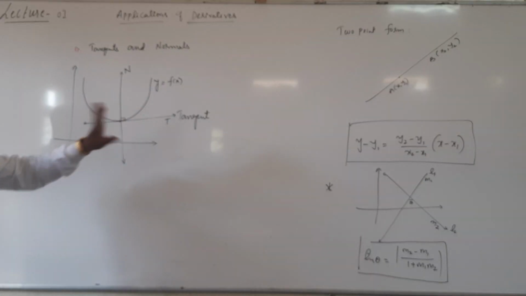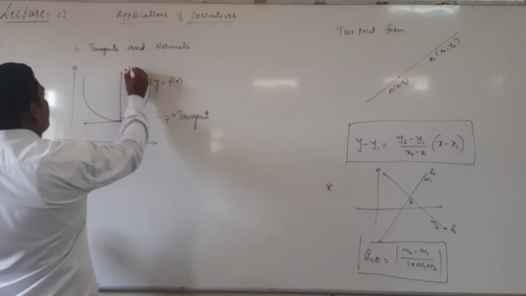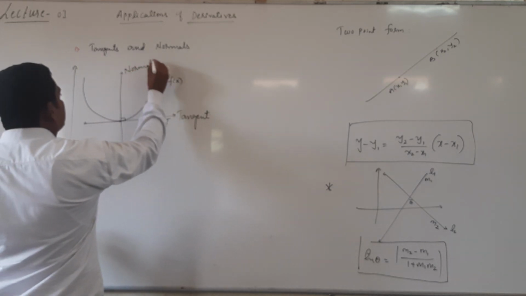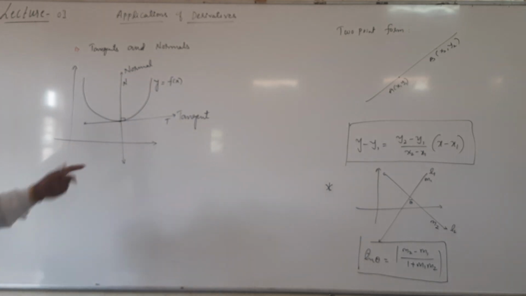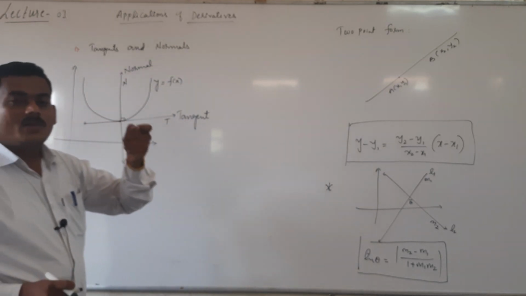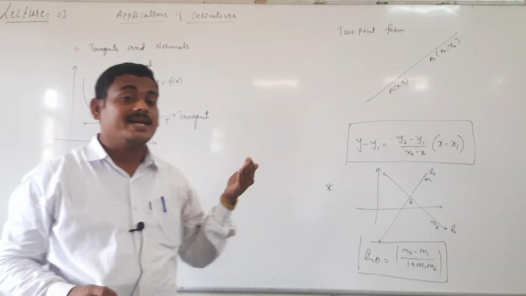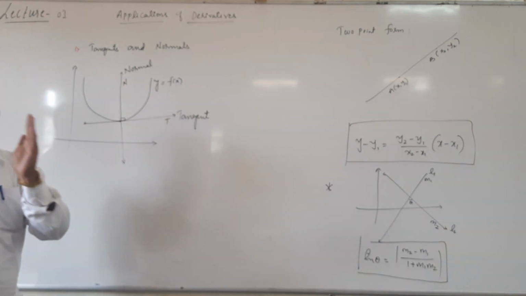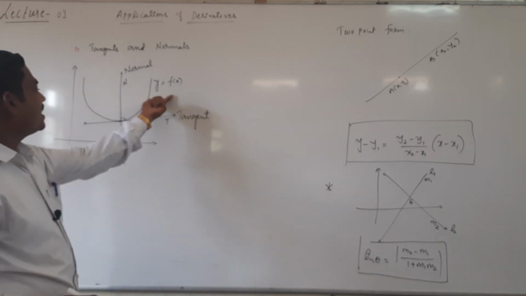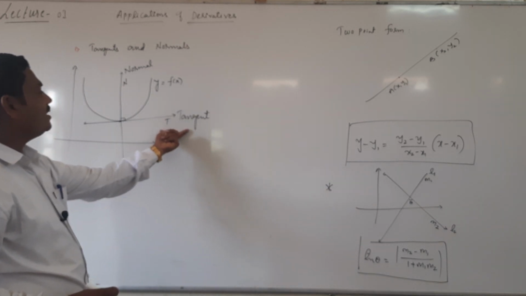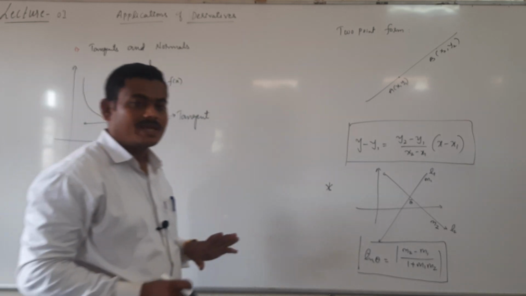Tangent line and normal line. This is our normal line and take it as n. If any line is perpendicular to tangent to the curve at a point, that line is known as normal line. This is normal line to this curve and this is tangent line to this curve, right?